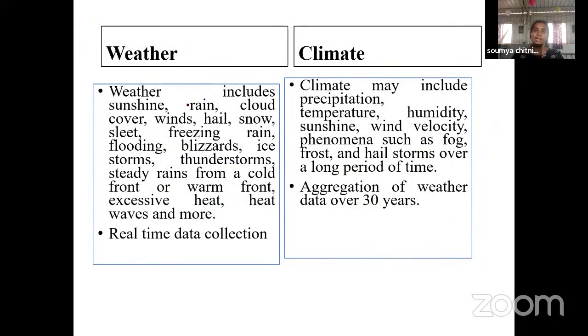And also what exactly weather includes. It includes sunshine for a particular day, rain, cloud cover, wind, hail or snow, and all the basic elements of weather we can include here. When it comes to climate, we usually talk about a larger area and a longer period, right? Where we have precipitation, temperature, humidity, sunshine, wind velocity, but these are all consolidated, or will have average data. So weather is real-time data collection, right now at this place. Whereas climate, as I told you, is the aggregation of weather data of about 30 years. So these are the basic differences you must know.